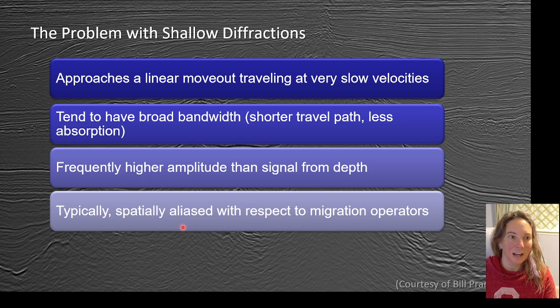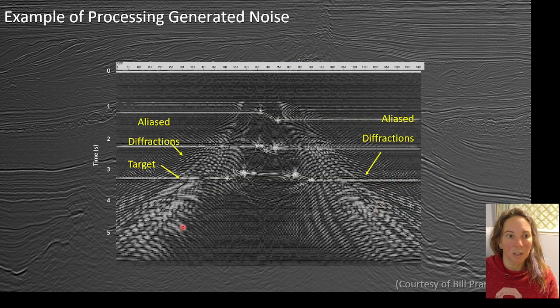The diffractors tend to have broader bandwidths because they have that shorter travel path. So they're not being attenuated or absorbed in the earth quite as long. So they'll also have higher frequencies than the real signal that you're interested in at depth. So higher frequencies, higher amplitudes, so they'll show up much brighter. And so there's a lot of ways that having diffractions in your data can really influence interpretation.